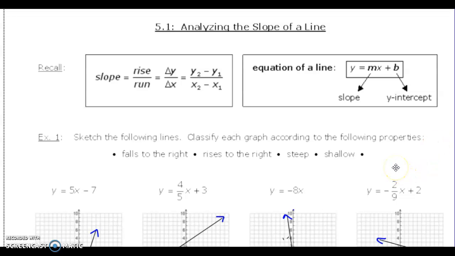So 5.1, today we are looking at the slope of a line. We're going to analyze the slope of a line. So let's recall our formula for slope. Slope has equation rise over run if I'm looking at a graph. In terms of the actual equation, that would be delta y over delta x, and that's equivalent to y2 minus y1 over x2 minus x1. In the equation of a line, when I have a line in slope-intercept form, the equation is y equals mx plus b. Let's remember that this m represents our slope and the b represents our y-intercept.